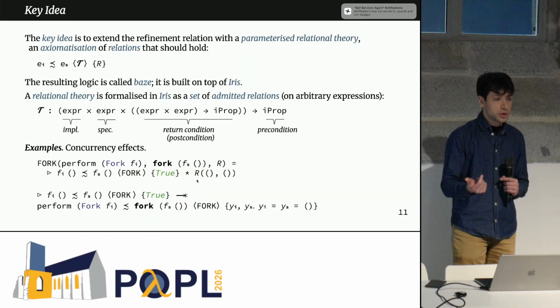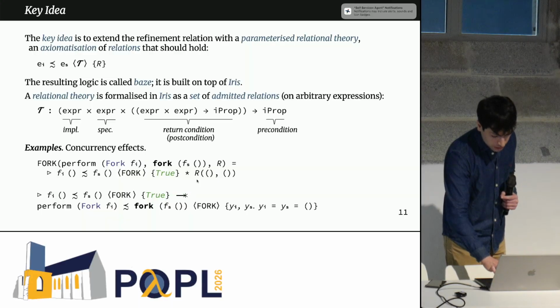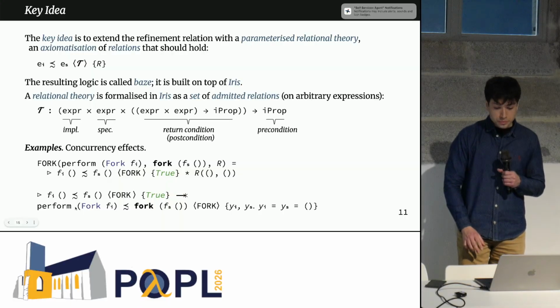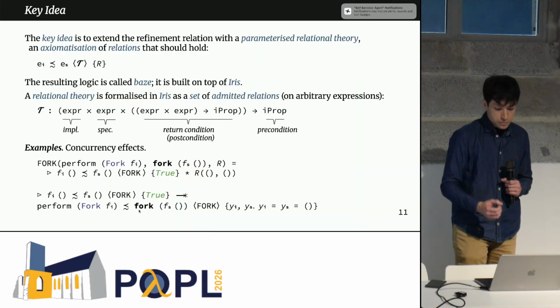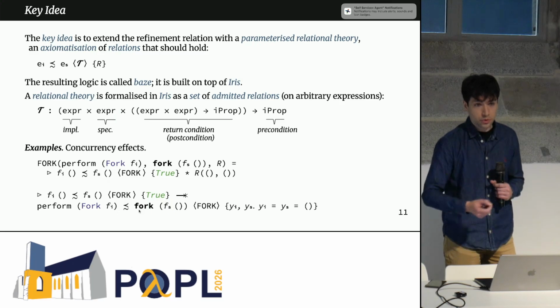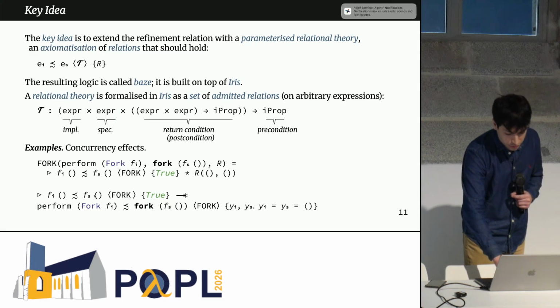And using this theory, we can formalize the intuition I gave in the beginning of the talk, that a fork effect refines a native fork instruction under the assumption that the fork tasks are in a relation as well.